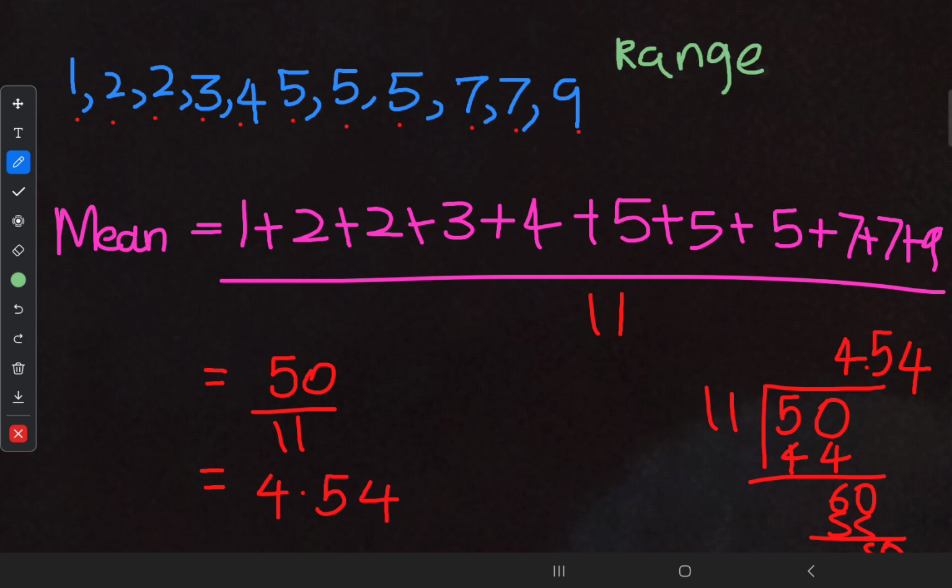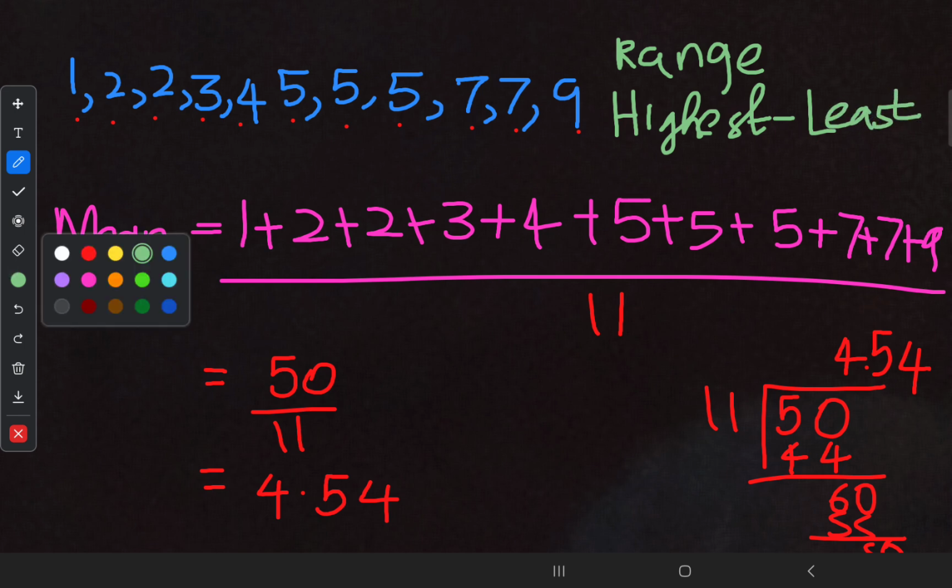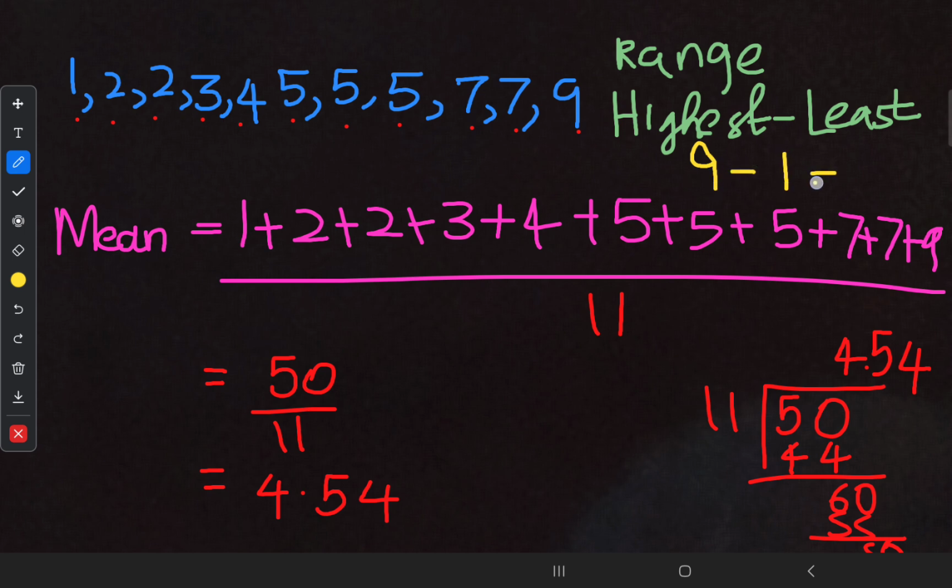To find the range, you should take the highest value and subtract the least value. That means amongst here the highest value is 9. From that you should subtract your least value, 1. That will give you a range of 8. These are the key things you have to know in the representation of data.